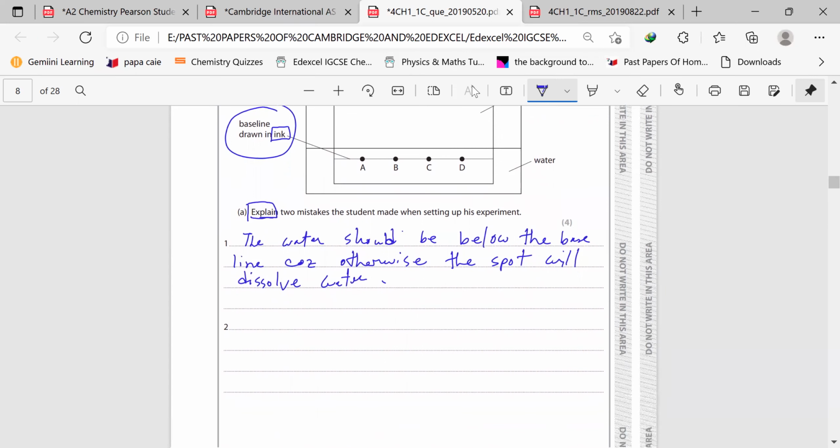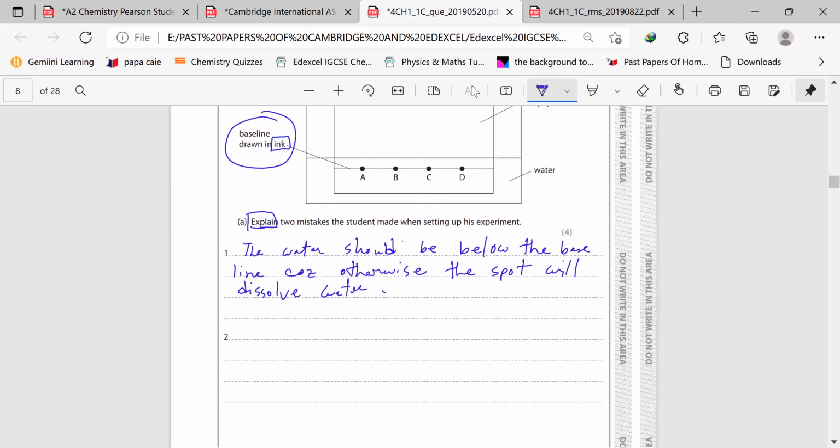Sir, are you saying that the ink can diffuse in the water? Is that correct? Which one? The ink will be diffused into the water. Yeah, the baseline should be drawn with a pencil. So that is the first point. Otherwise the ink can diffuse.